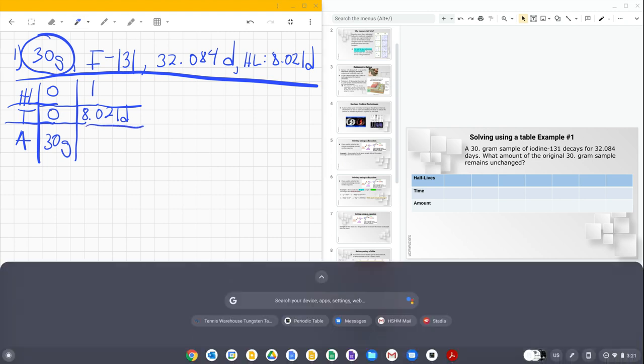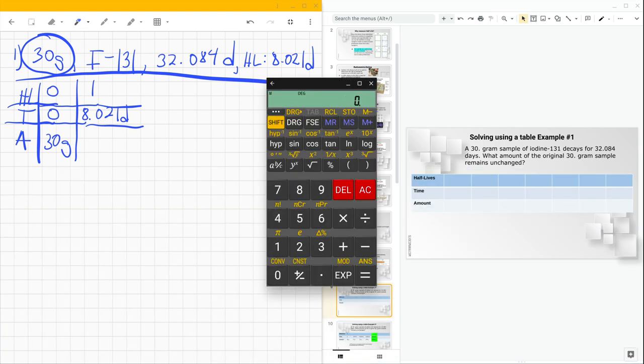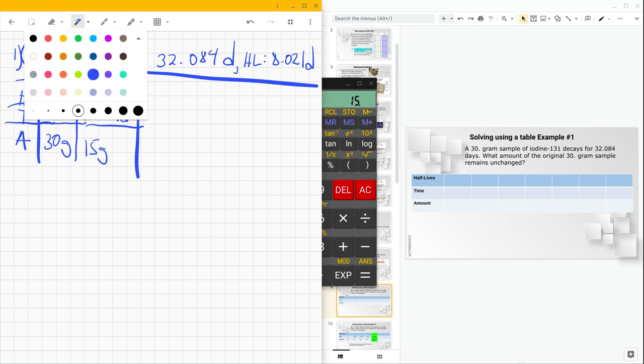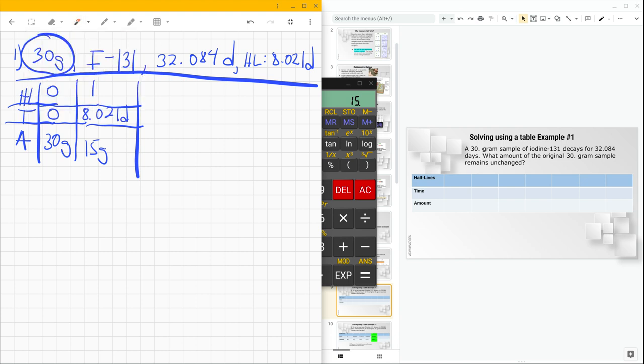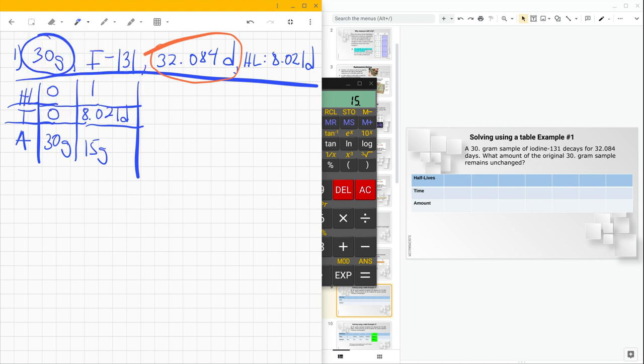And the amount remaining, let me get my calculator open. The amount remaining is going to be half of 30. So 30 divided by 2, 15 grams. We're done, right? Nope. The question said that the sample is 32.084 days old. So that means that we have to keep going up by 1 half-life until we get the sample to become 32.084 days old. So watch how this works.